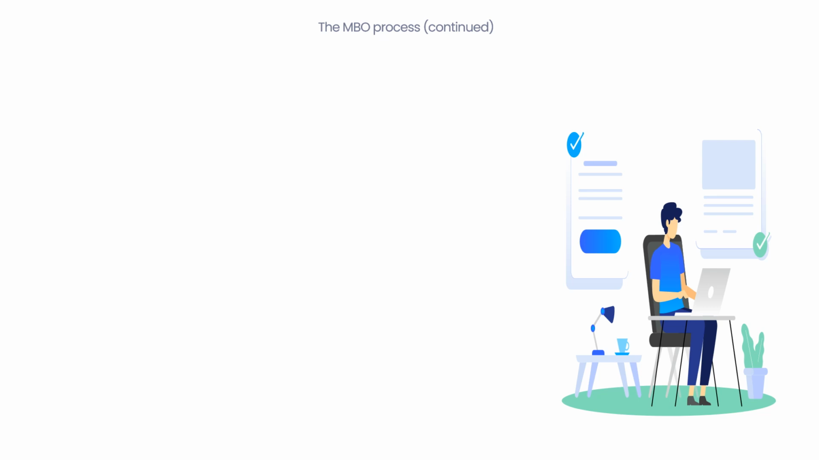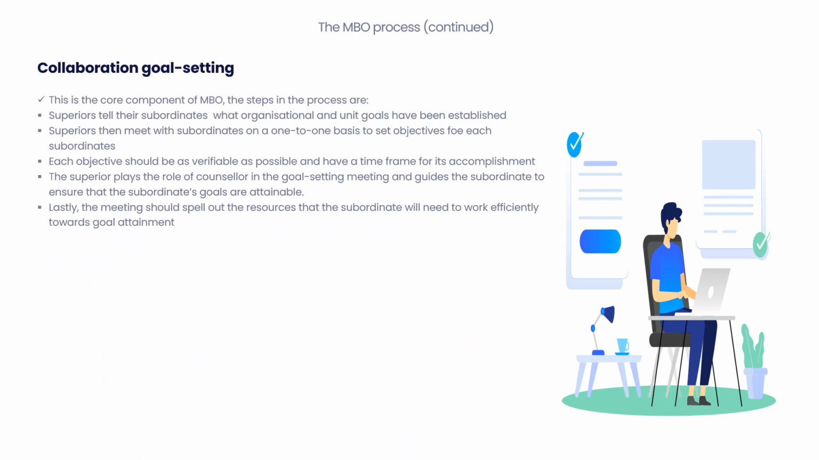The MBO process, we continue. Collaborative goal setting, where people are called the goal setters. This is the core component of MBO. The steps in the process are: superiors tell the subordinate what organizational and unit goals have been established.